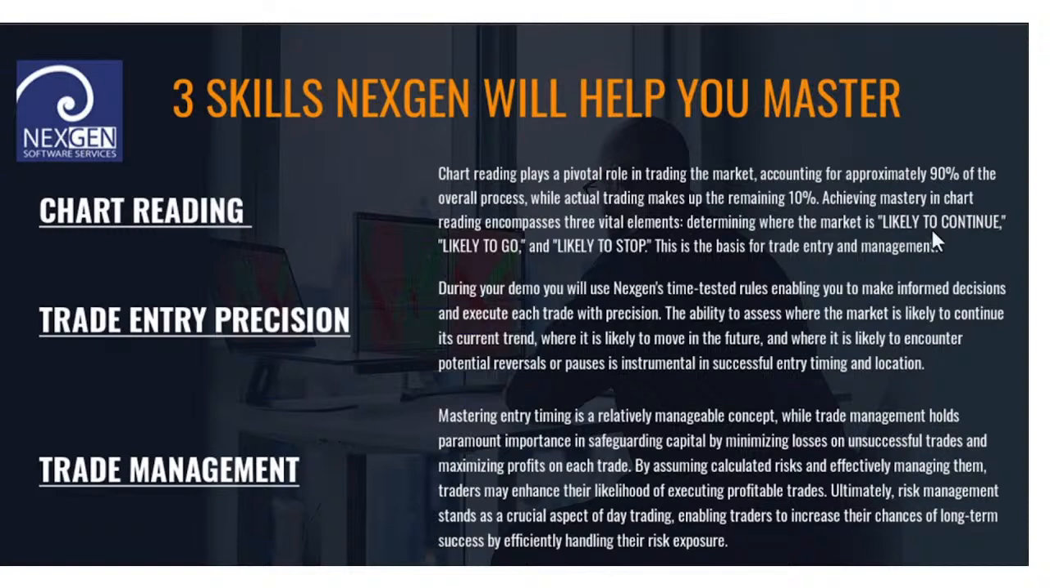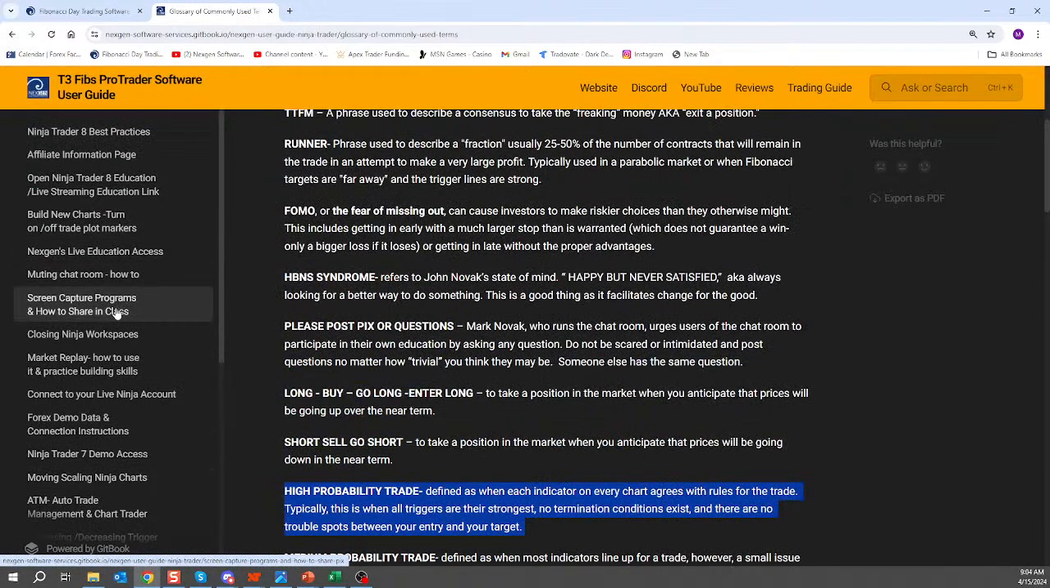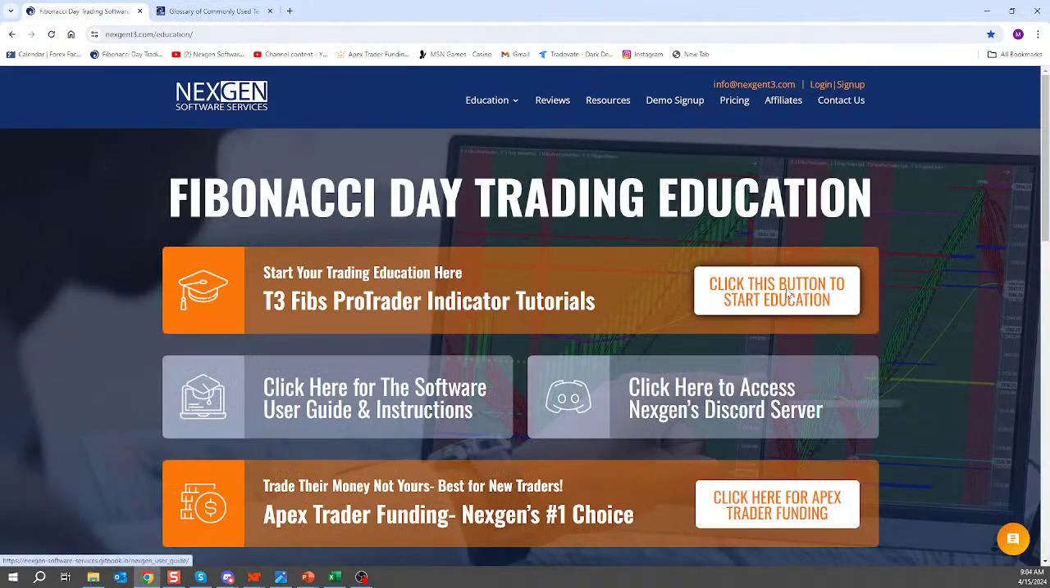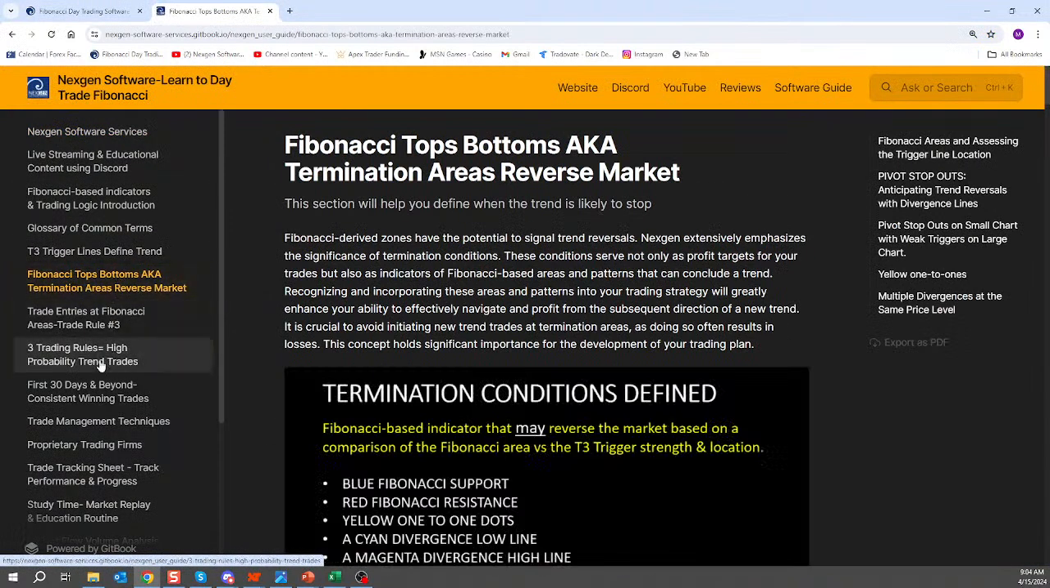And then finally, you'll understand where the market is likely to stop. And we call these termination conditions. And they do two things for you guys. And I want to tell you, the likely to stop areas may shut down everything. They may stop the market. They may reverse the market. They may create an untradeable bounce.